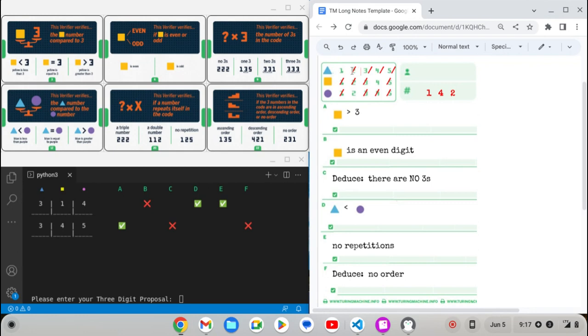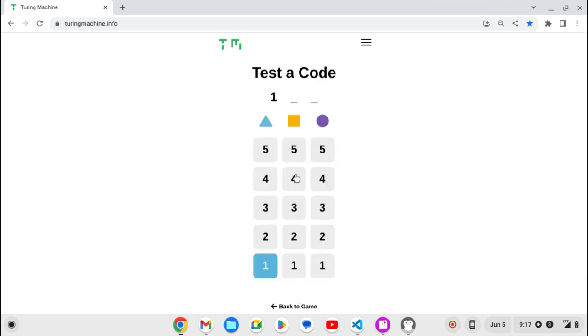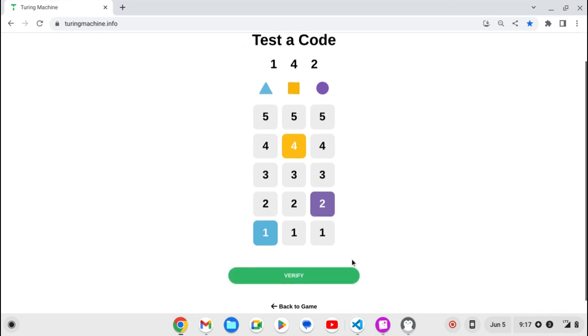Wow. What a very interesting puzzle. I really enjoyed this. Okay, well, we're not out of the woods. I still have to test, but based on all the notes and everything we've discussed, I feel confident about 1, 4, 2. So let's go ahead and verify. We got 1, 4, 2. Verify, fantastic. But again, we have to go and test the Turing machine to see how we did.